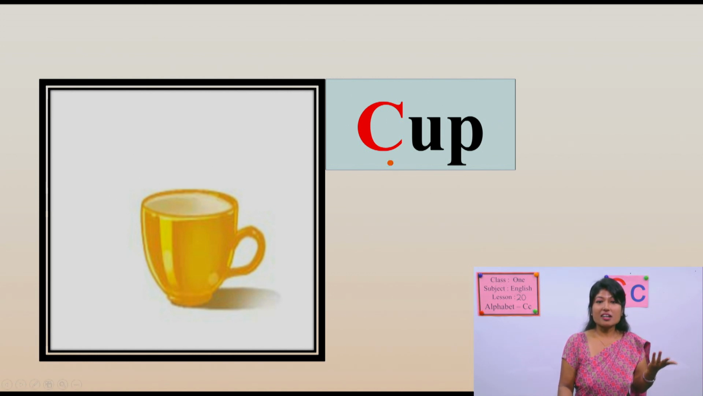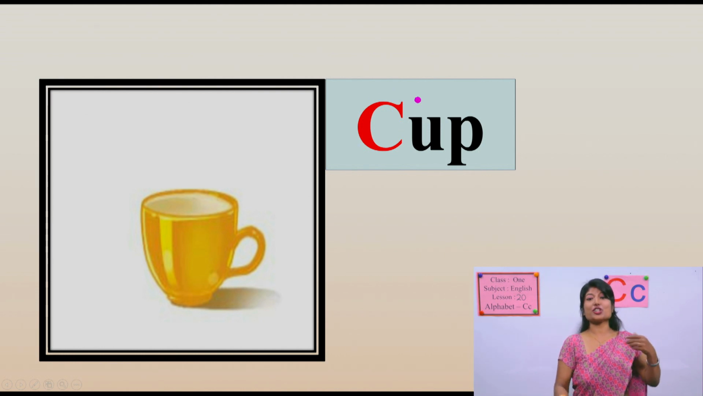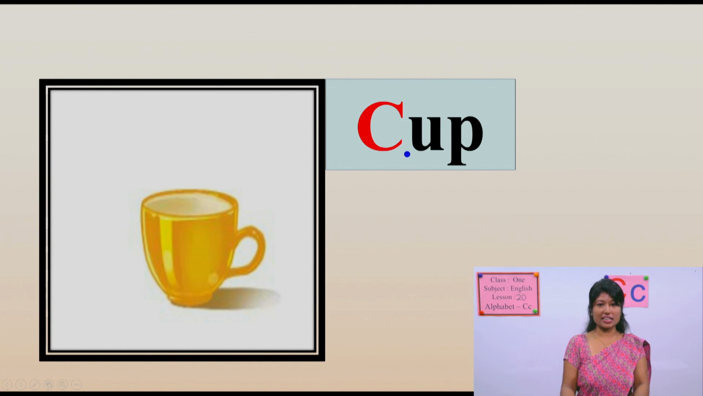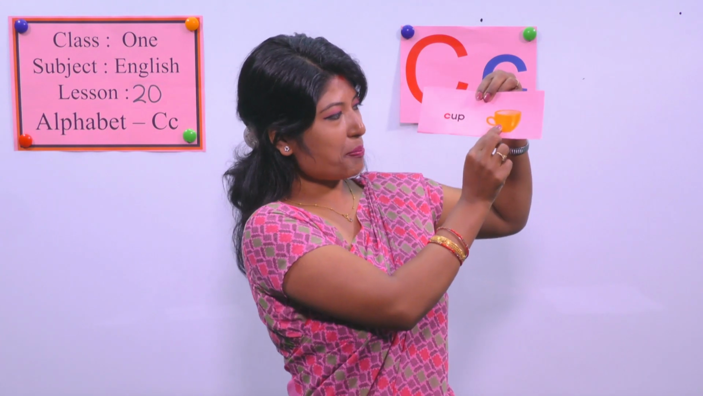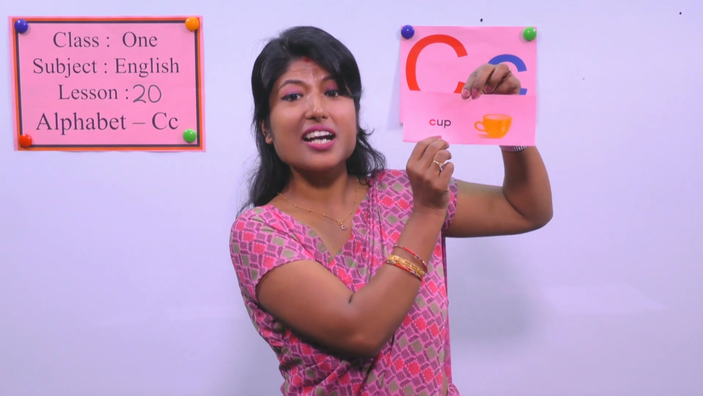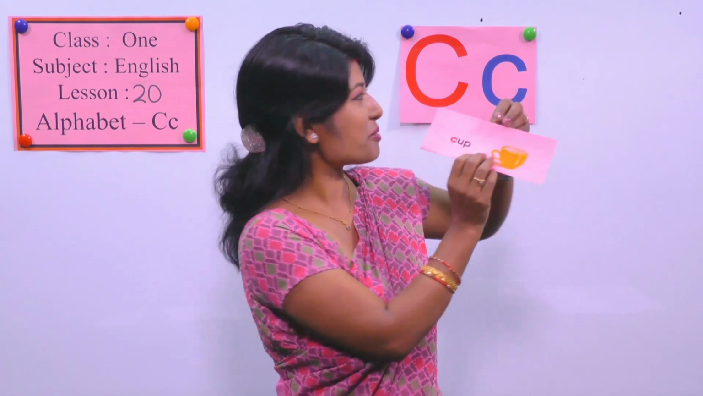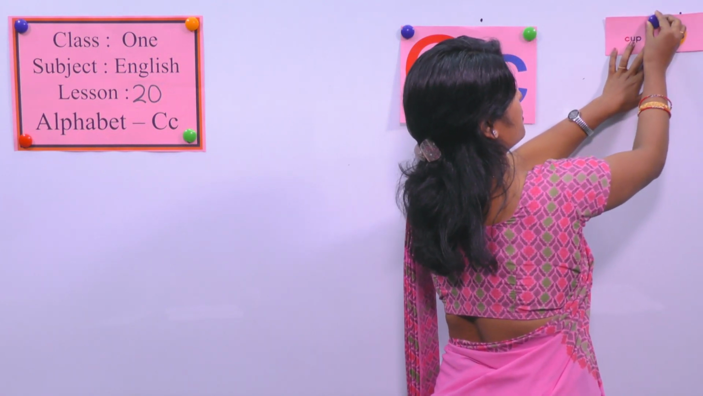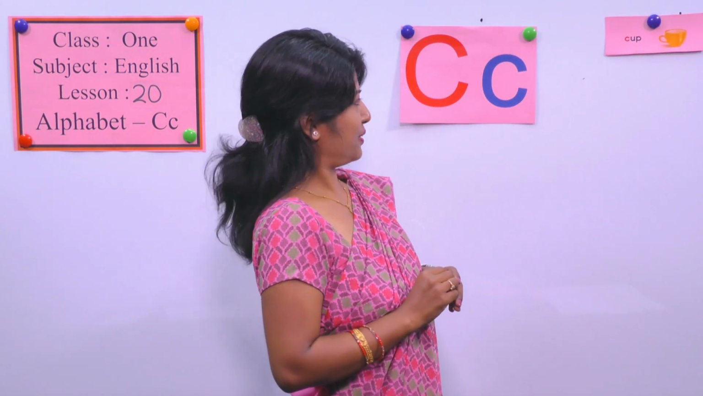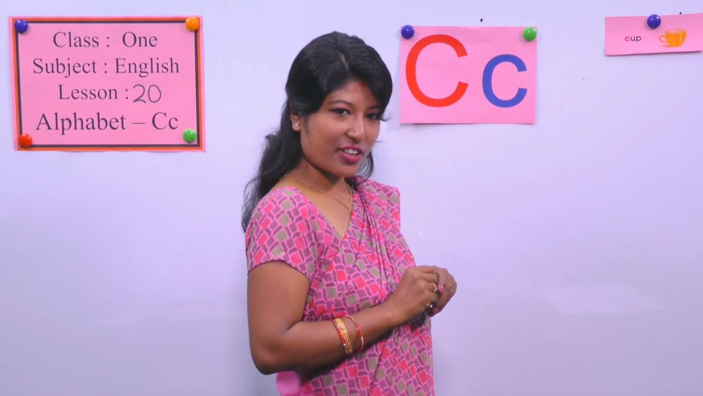C-U-P, cup. C is in red color to highlight over here, to know that cup starts with C. Cup. See, I have it in a slip as well here. C-U-P, cup. Okay, let me paste it over here. Can I? Okay, let me paste it over here. Cup. Fine? Okay, is it fine?